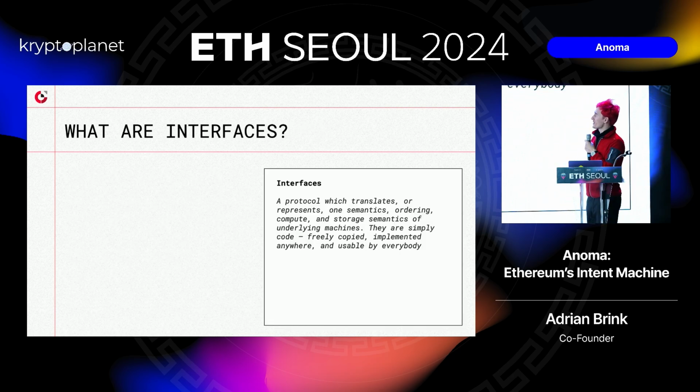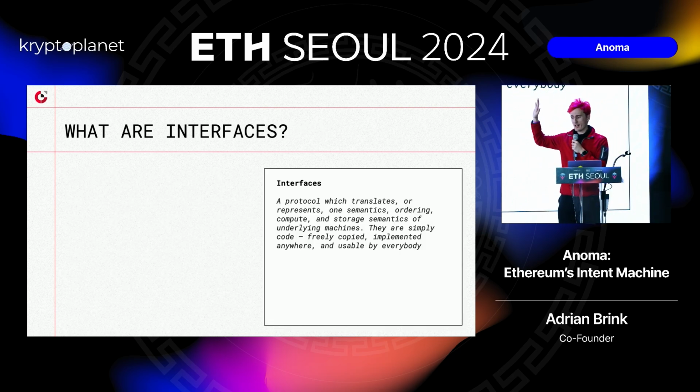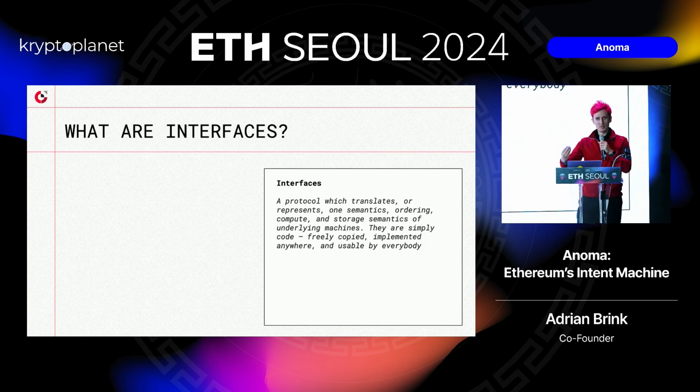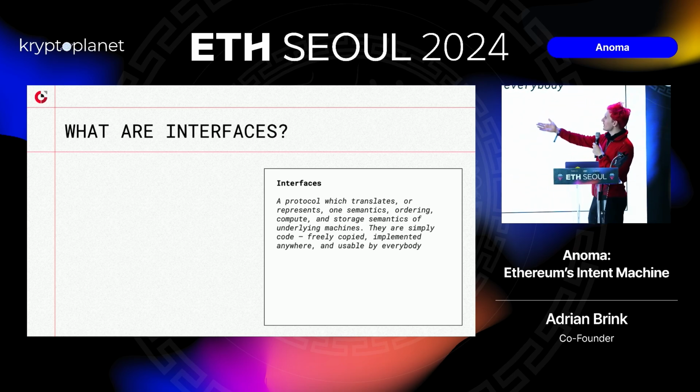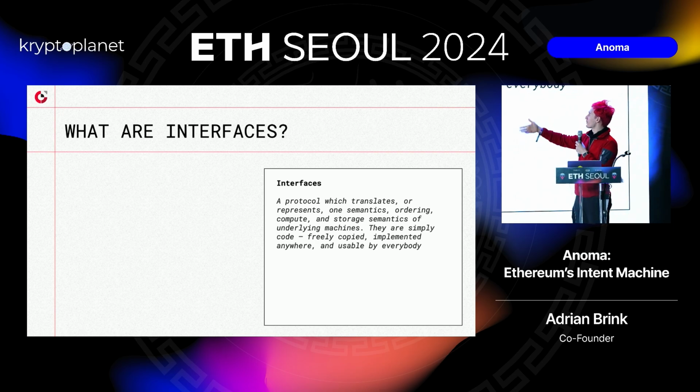On the other hand, we have interfaces, and interfaces are just protocols. They are common definitions of how we encode data and how we send data around, but interfaces don't actually take a role in the security. If the interfaces are badly designed, they can be used insecurely, but an interface cannot get hacked in that sense. It's not an intermediary that can be attacked. An interface is just an architectural definition, maybe an implementation that everyone is free to use. So they're simply code. You can freely copy them, you can implement them anywhere, and they're usable by everyone.